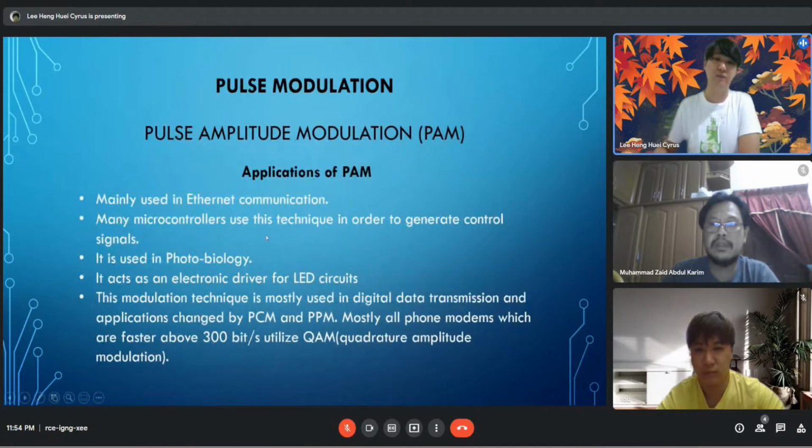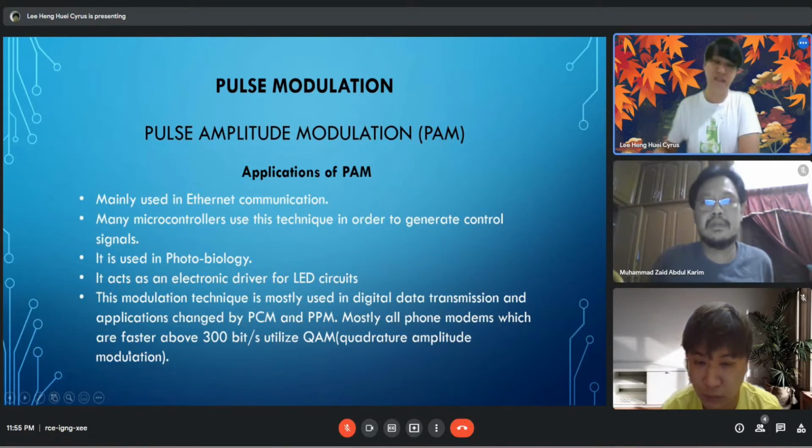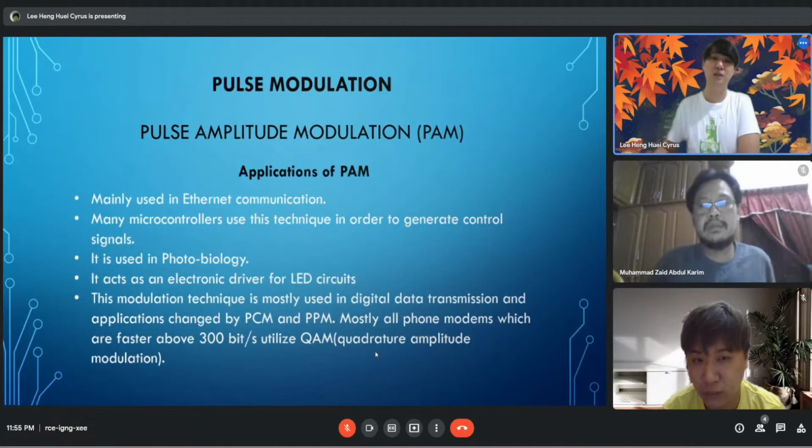Applications of PAM: it is mainly used in Ethernet communication. Microcontrollers use this technique in order to generate control signals. It is used in photobiology, as an electronic driver for LED circuits. The modulation technique is mainly used in digital data transmission, and applications change from PCM to PPM. All 4 modems with speeds above 300 bits per second utilize QAM, quadrature amplitude modulation.